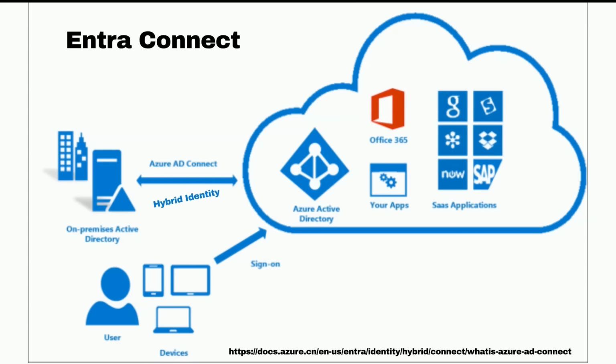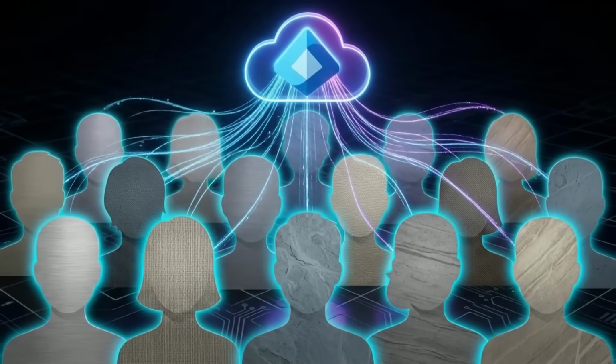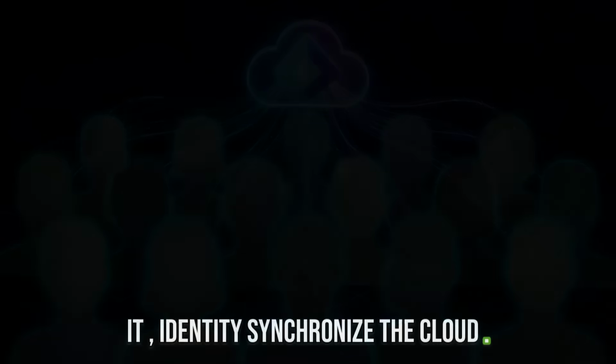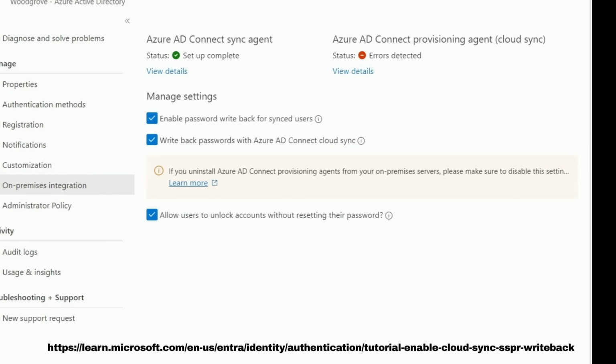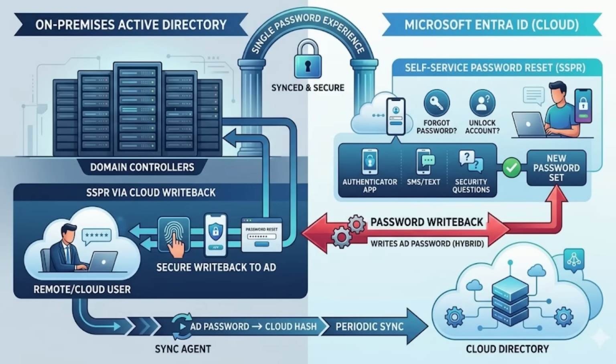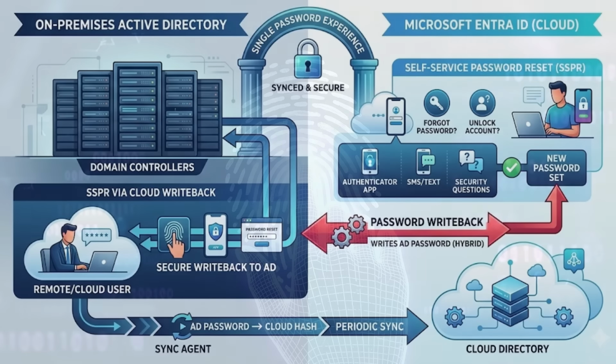Understanding Entra Connect and hybrid identity flow. Entra Connect links on-prem. Without it, directories remain completely separate systems. With it, identities synchronize to the cloud. Most attributes flow from AD to Entra ID. Password write-back can be enabled when needed. Cloud password changes can be updated in on-prem AD. This supports self-service password reset for users.